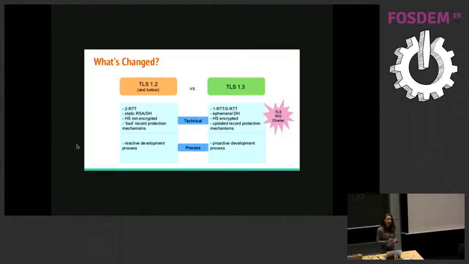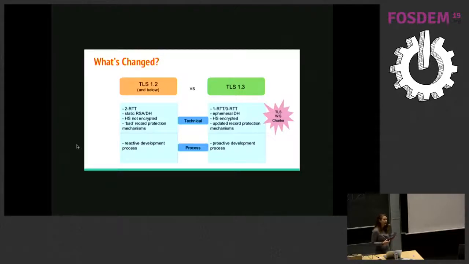A lot of the handshake is encrypted, and a lot of the record protection mechanisms have been updated. We now only allow for authenticated encryption for the record protection. Now, in terms of the process, for TLS 1.2 and below, the standardization was very reactive in nature.